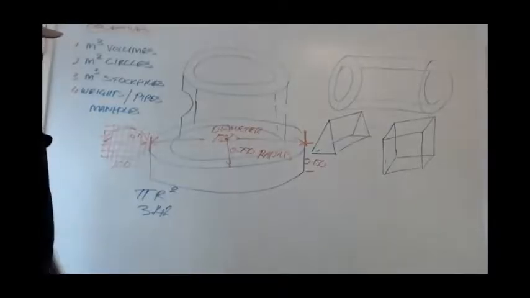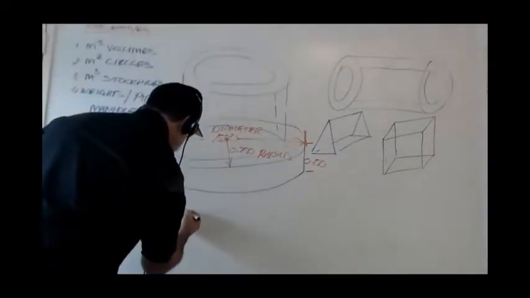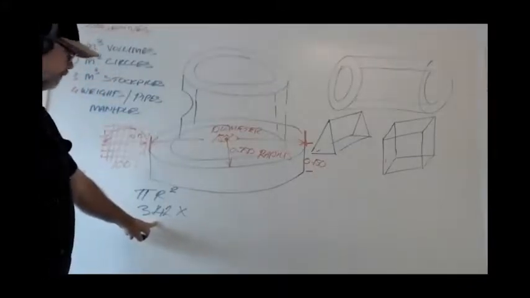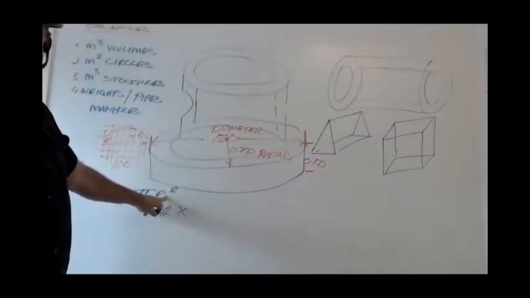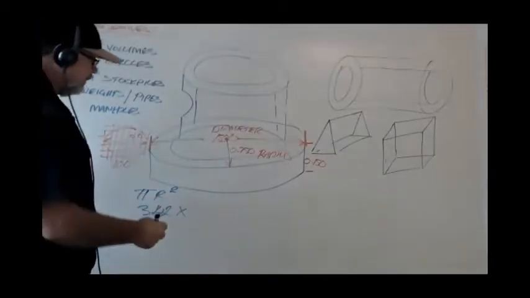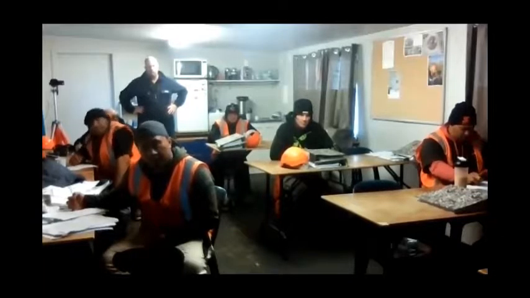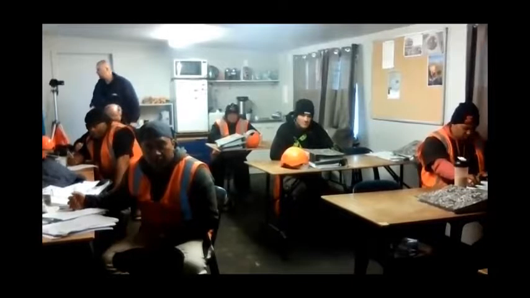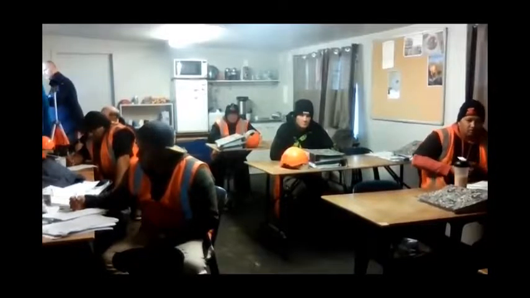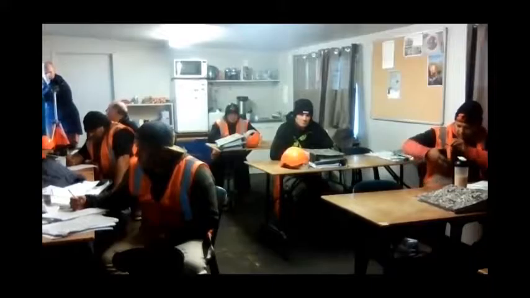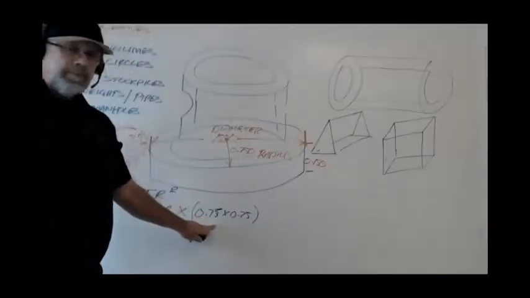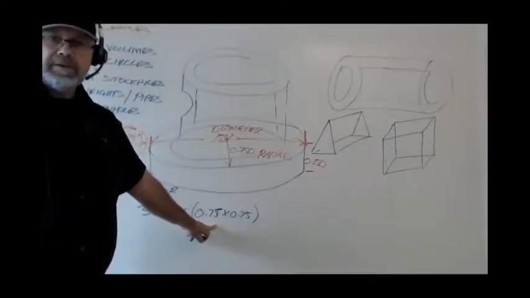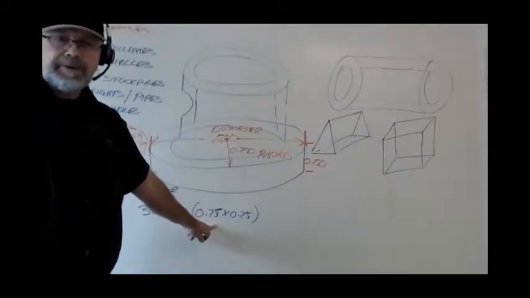Okay, so now we've got to put a multiplication sign beside that 3.142. And now we're going to multiply the radius. Now what we mean by the radius is 0.75. Now when we're looking at the radius here, which is 0.75, it's squared. So what that means is that it's multiplied by itself.